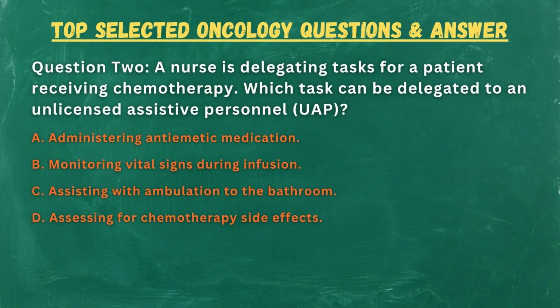Question 2. A nurse is delegating tasks for a patient receiving chemotherapy. Which task can be delegated to an unlicensed assistive personnel, UAP? A. Administering antiemetic medication. B. Monitoring vital signs during infusion. C. Assisting with ambulation to the bathroom. D. Assessing for chemotherapy side effects.